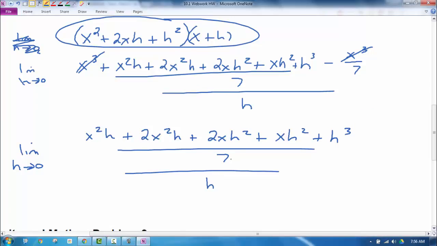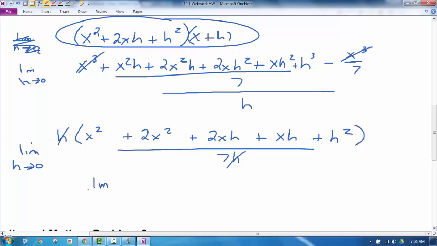Now dividing by h is the same as multiplying by 1 over h, so I'm going to multiply the whole thing by 1 over h, put the h here. Then I'm going to factor out an h from the top, so that it gets rid of these h's, one of these, and one of these. And then I can cancel this h here. Now I can take the limit as h approaches 0 of this thing here.